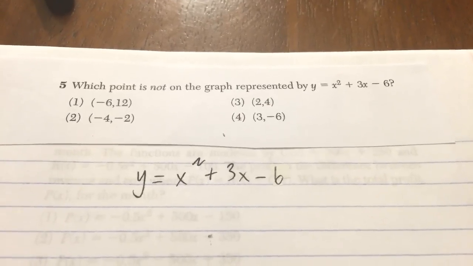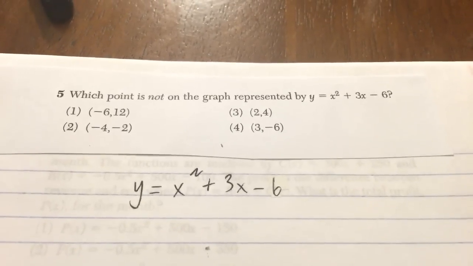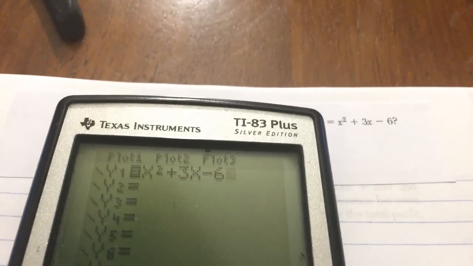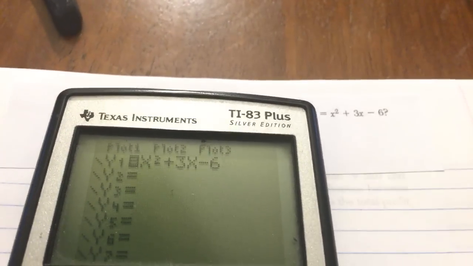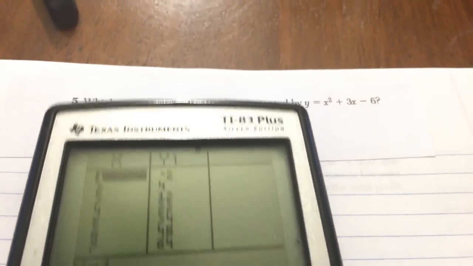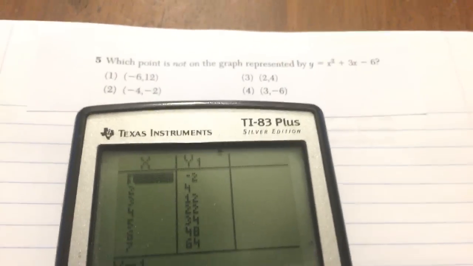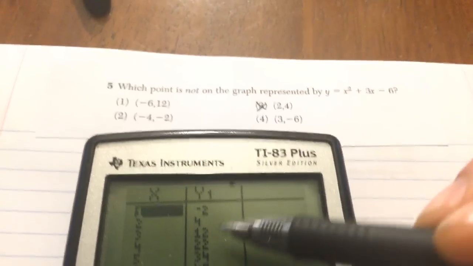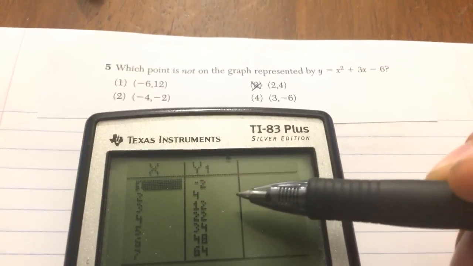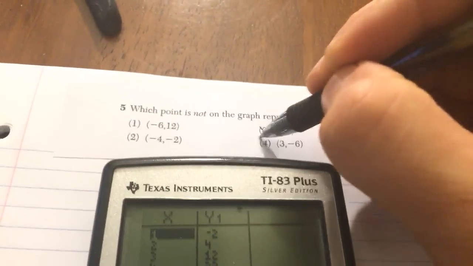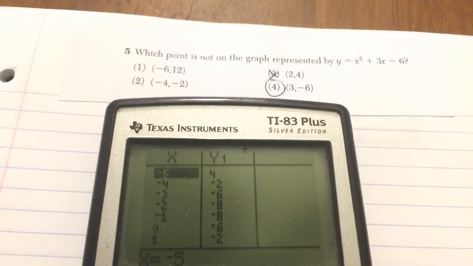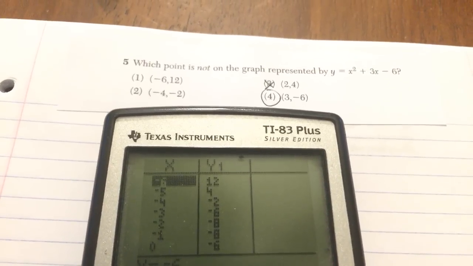For number 5, which point is not on the graph represented by y equals x squared plus 3x minus 6? First, what I'm going to do is put it into my calculator and then go to my table and look to see which points are on there. 2, 4 is on my graph. 3, negative 6? Well, looks like that's our choice. But just to verify, negative 4, negative 2, and negative 6, 12 are also on there.